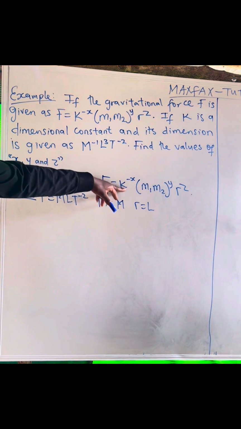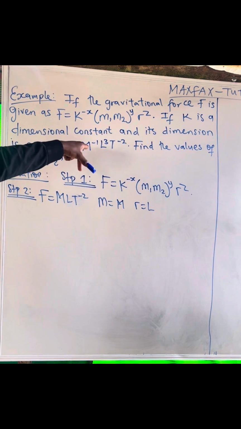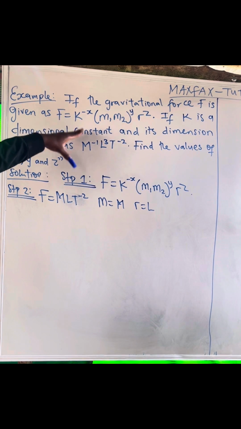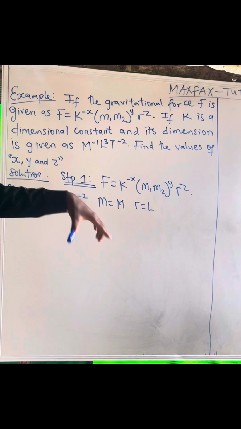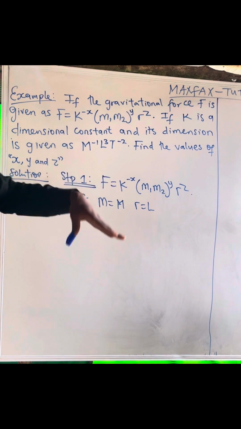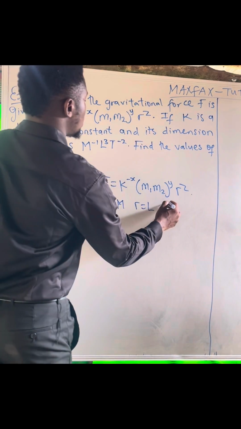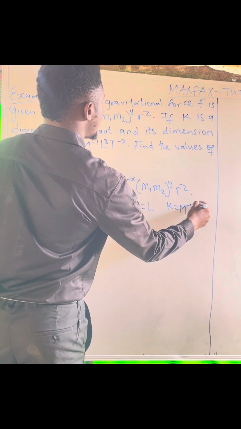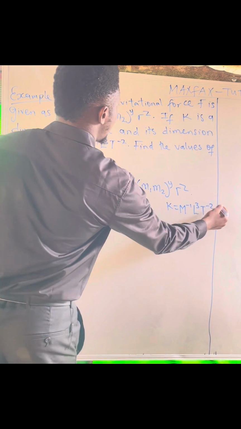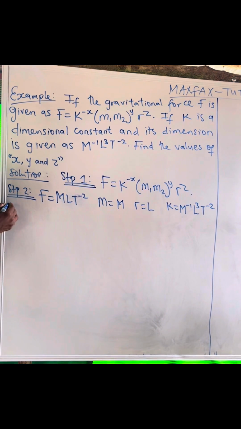And this K is a constant, but in this particular question, it is not a dimensionless constant. It is a dimensional constant, that is, a constant that has a dimension. So the dimension of this K is M raised to power minus 1, L raised to power 3, T raised to power minus 2. You write out the dimension. Then step 3.